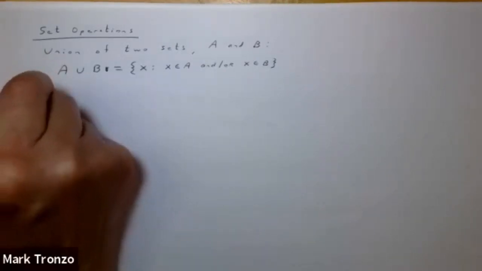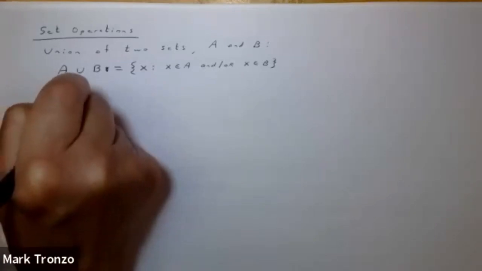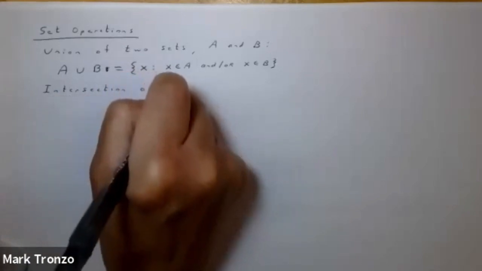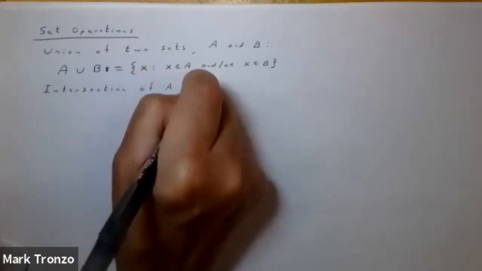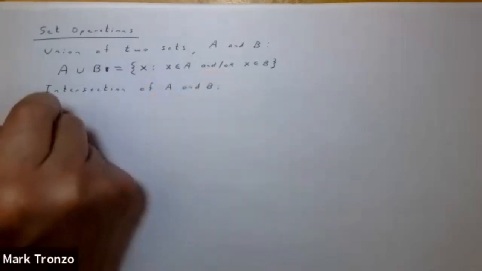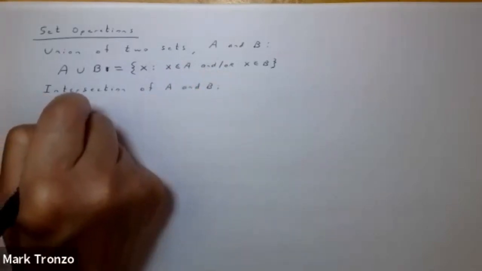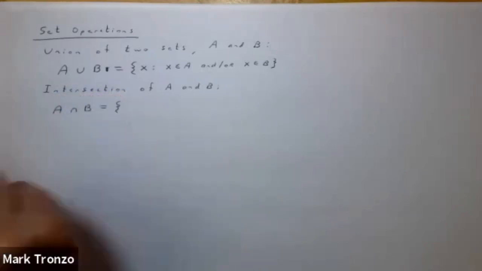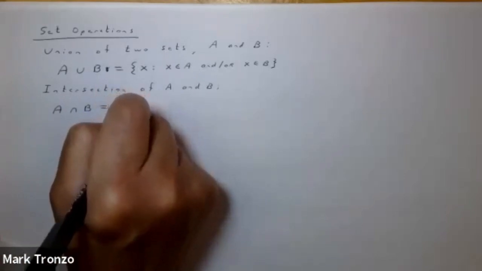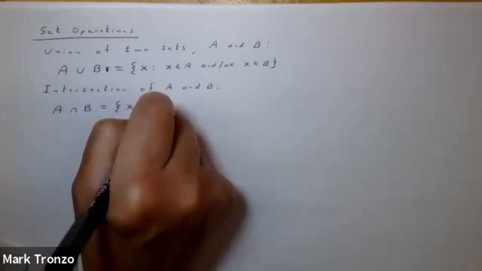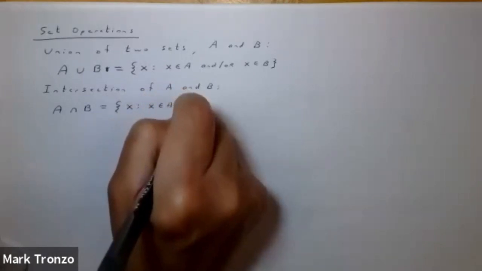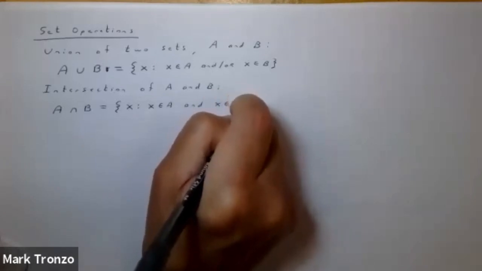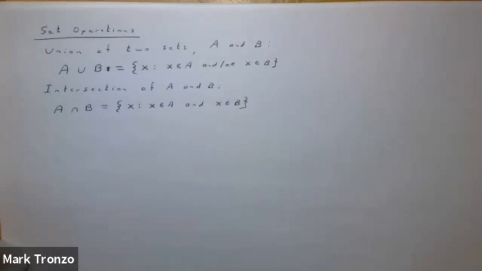And then the intersection of A and B, A and the upside down U, is going to be equal to all the x's such that x is in A and x is in B. It has to be in both sets, both A and B, to be in this.